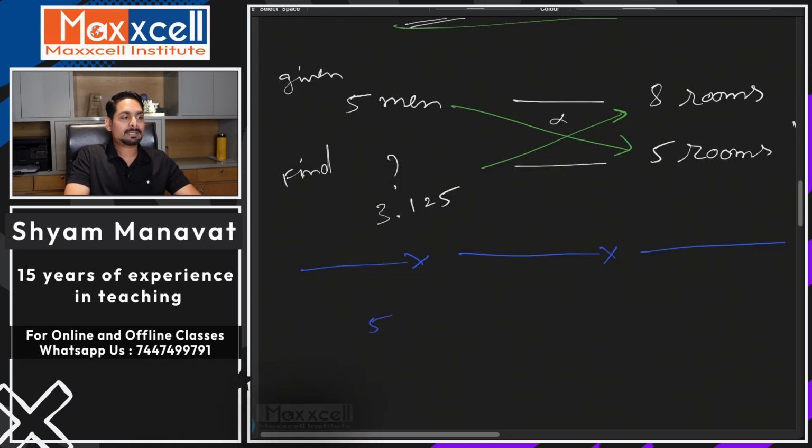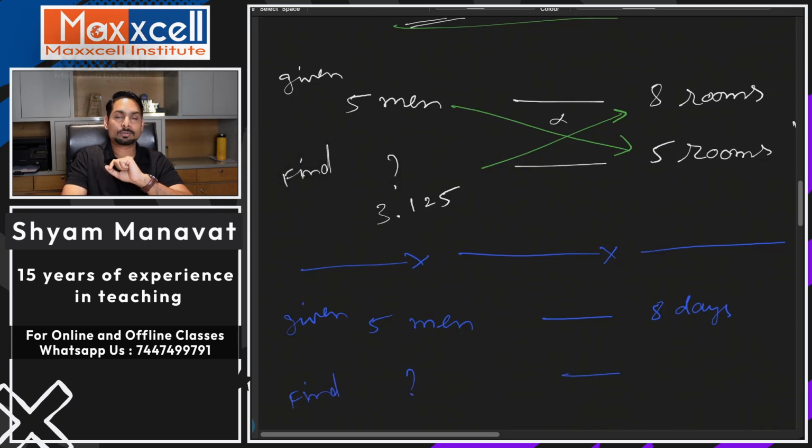Now it's given that you need 5 men to paint one house in 8 days. Okay, this is the given information. What do you need to find? You need to find how many men are required to paint the same house in 5 days. Shall I repeat the question? Listen. 5 men are required to paint one house in 8 days. So how many men are required to paint the same house, but now in 5 days?